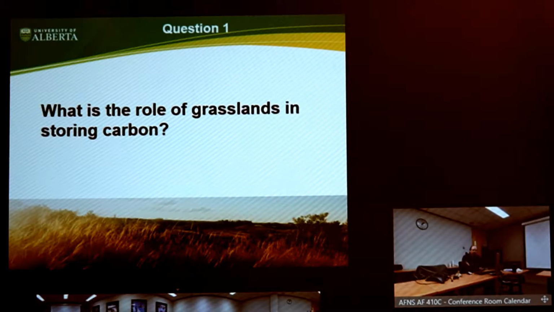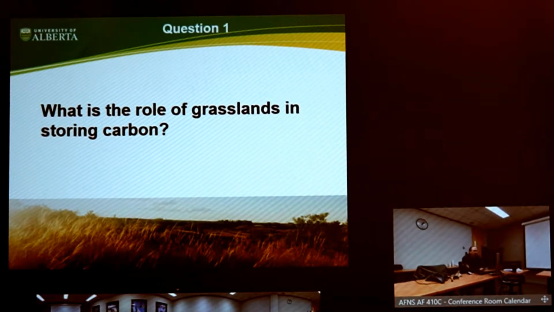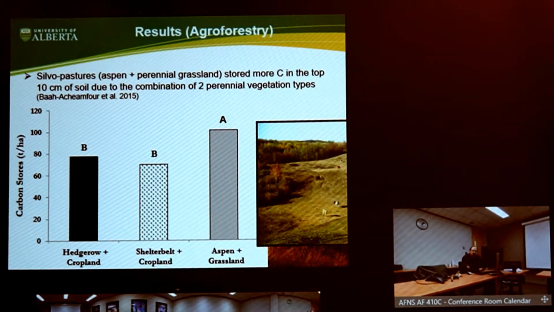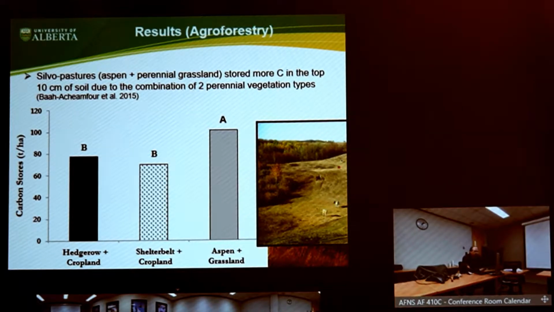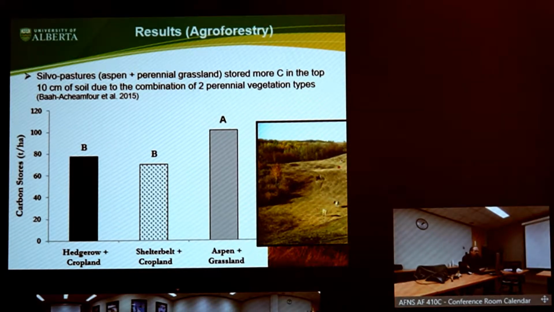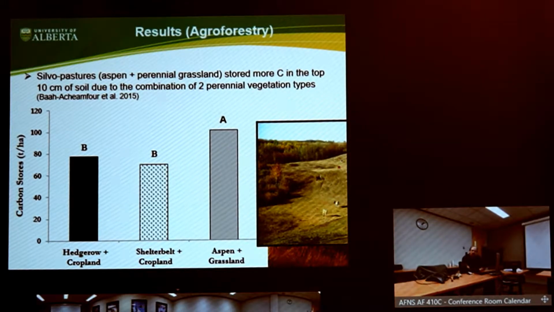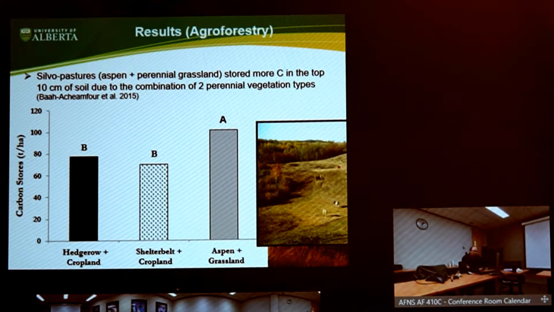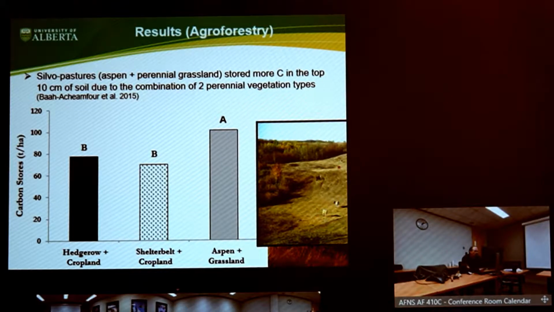Okay, so very first question. What is the role of grasslands in storing carbon? So how much carbon are we essentially storing? So I want to start out with the agroforestry study. So these are actually carbon stores within the top 10 centimeters. And I want to be clear, this is only the top 10 centimeters of soil.